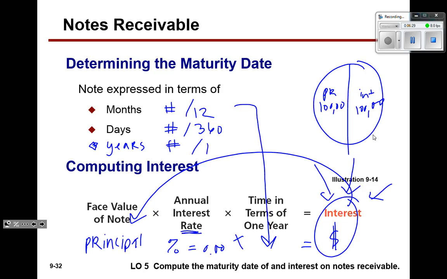So principal times rate times time, you'll hear me say that a lot. It's basically the face value of the note times whatever interest times how long. Principal times rate times time is the dollar amount that you're going to have to pay above and beyond the principal to borrow the money.